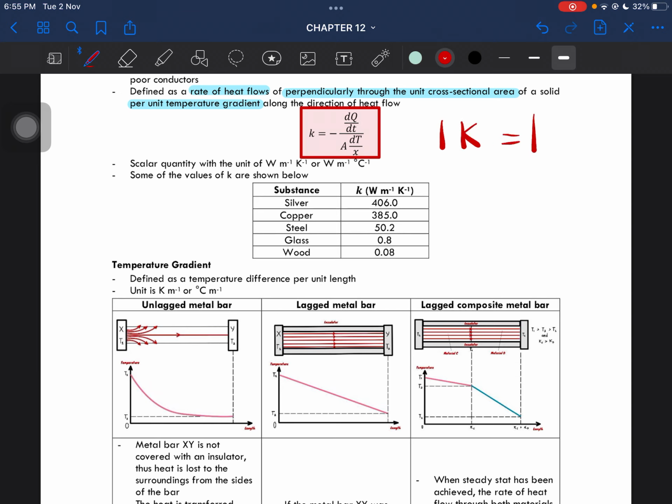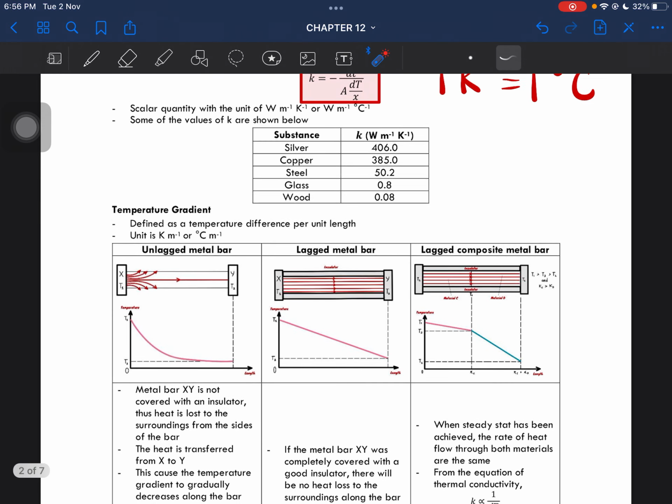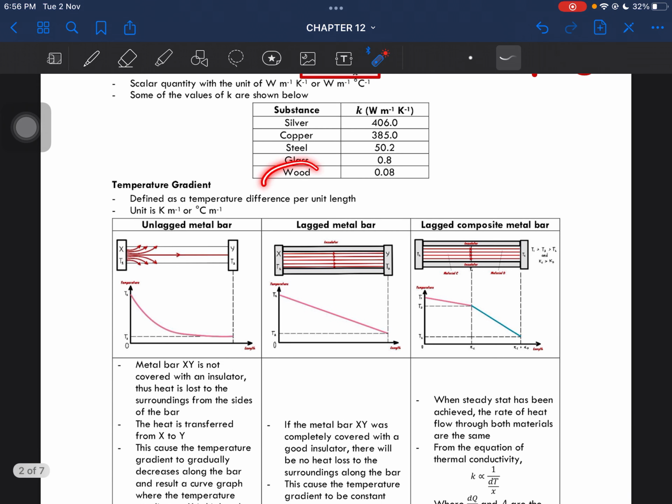So in this chapter, 1 Kelvin is equal to 1 degree Celsius. So there is no need for you to change the temperature into degree Celsius or into Kelvin. No need lah. Okay, so some of the values of thermal conductivity are shown below. So it can be seen that wood is the most poor conductor among the substances shown here.